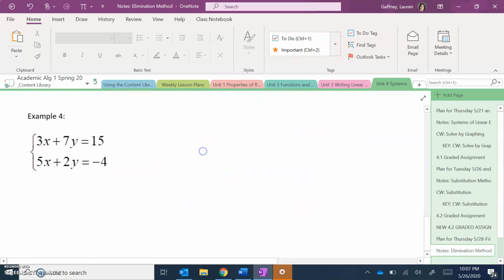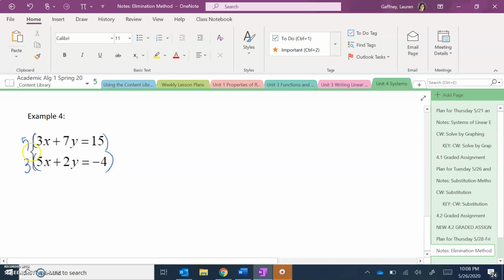All right, one more. Now notice, nothing eliminates nicely here, and it's not like I can just multiply one of them. So every once in a while, you might have to multiply both of the equations by a value. So what I think is the easiest is I'm going to multiply the top one by this 5 here, and this bottom one by 3 here.